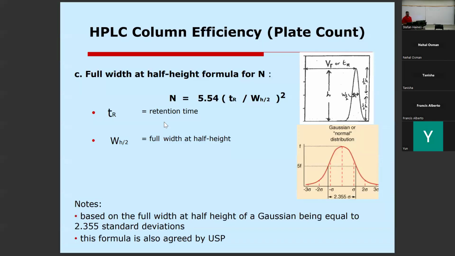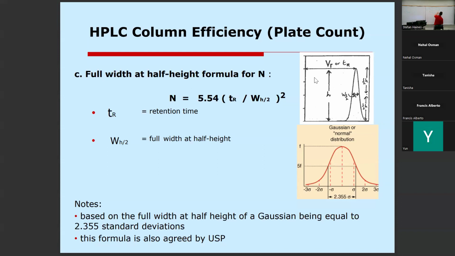All right, so we have another one: our full width at half height formula for plate count. So again, it'll be a retention time, and then our WH/2 will be the full width at half height of a Gaussian. So we go up to the half of the height, and we get the full width at that point. So it would be 5.54 TR over WH/2. WH/2 is our full width.